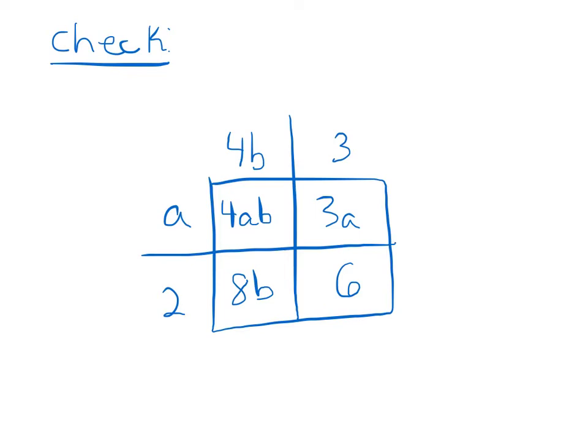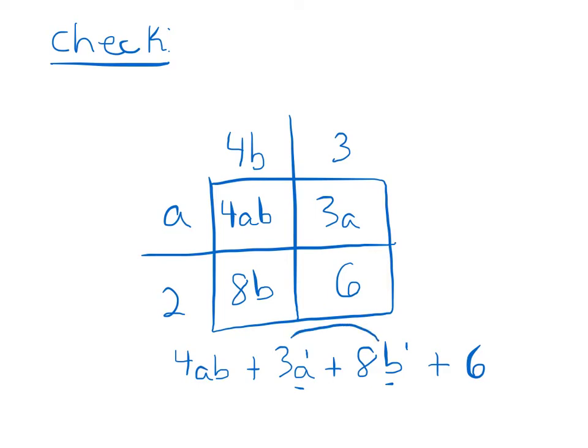So if I rewrote it, I would rewrite it as 4ab plus 3a plus 8b. And I put the a before the b because it comes first in the alphabet, and they both have a power of 1. And then plus 6. And the question is, is this the same thing as what we started with? And the answer is yes.